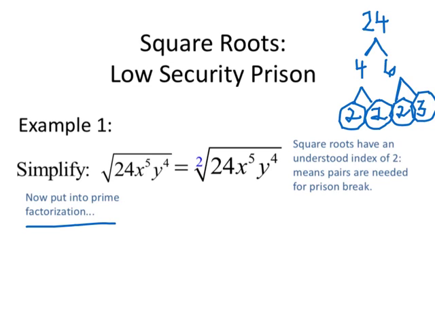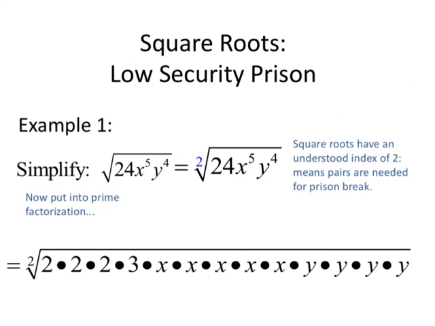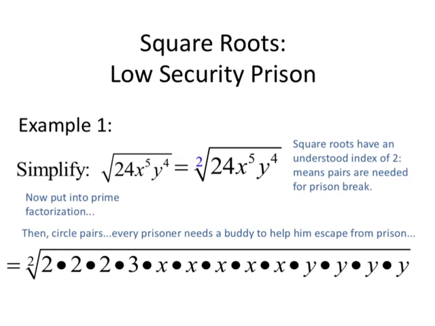And then with x to the 5th, you have basically just 5 x's times each other, and y to the 4th you have 4 y's multiplied by each other. So we're going to put this into its prime factorization form. So here you can see we put the 24 prime factorization, the 5 x's expanded out, and the 4 y's expanded out. Now that we have it expanded out, we need to think of the prison break analogy.